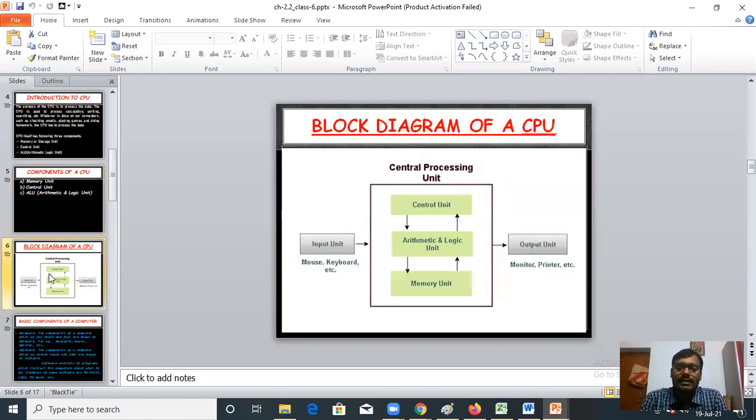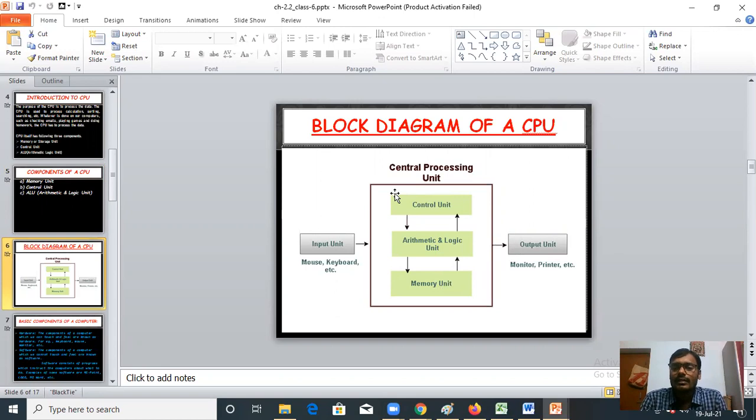Now you can see the block diagram of a CPU. The data is inputted through input devices like keyboard, mouse, etc. The data goes to the CPU. With the help of control unit, the data is sent to the ALU, arithmetic and logic unit, where calculation is being done. Processing of data takes place inside the ALU, and after processing of data, the result is stored in the memory unit, and control unit helps to transmit the data from one unit to another.